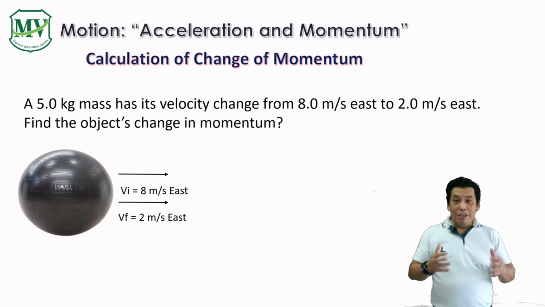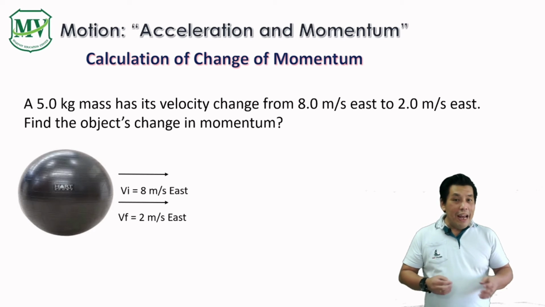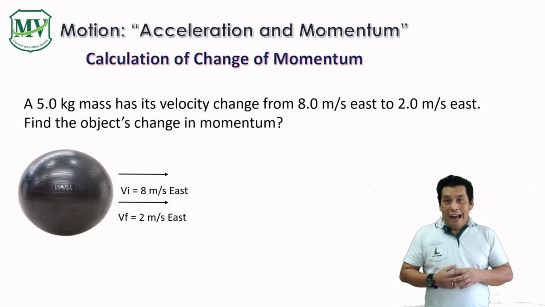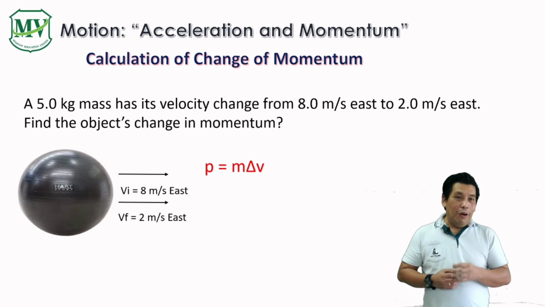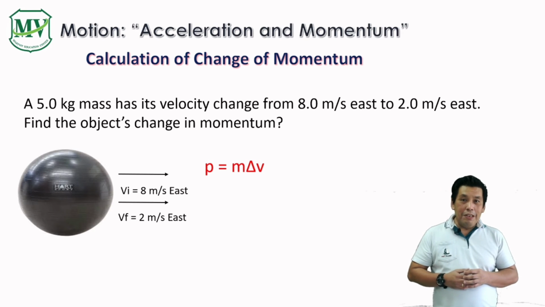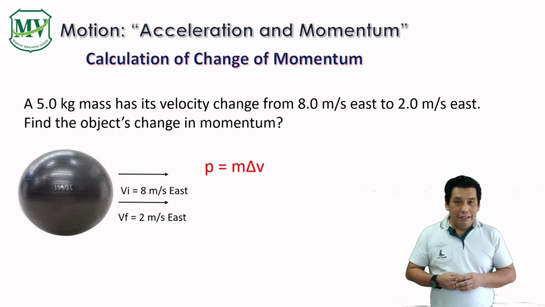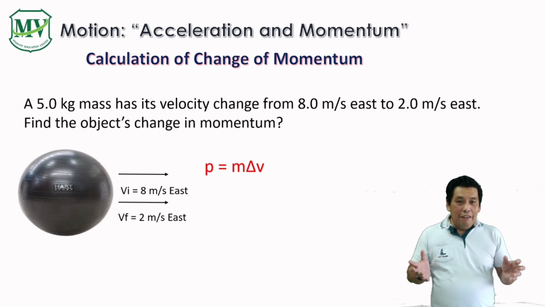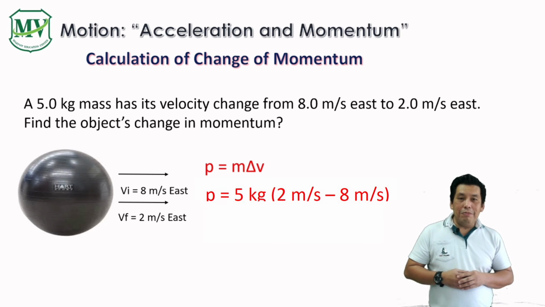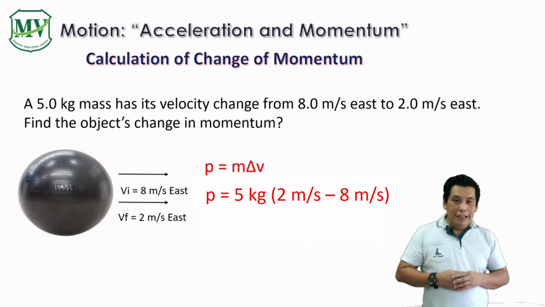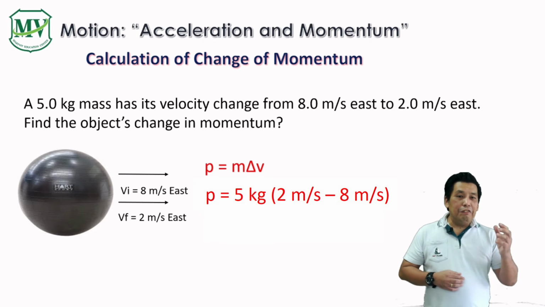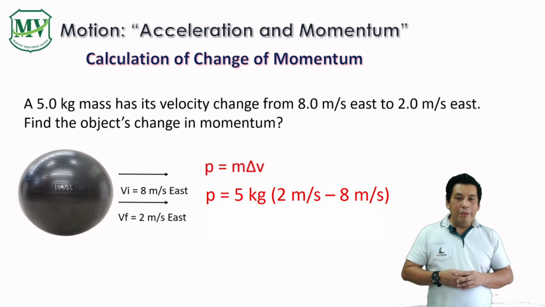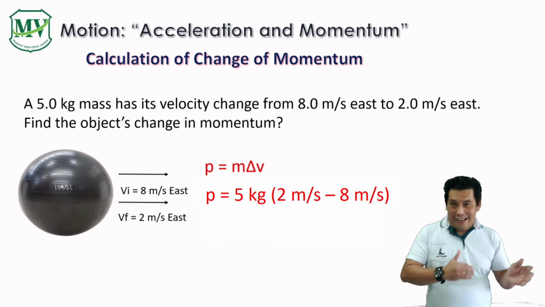Now, in this problem, we need to get the change of momentum. How do we do that? We have the formula for momentum as P is equal to m times delta v, where m is mass and delta v is just the change in your velocity. We have mass as 5 kilograms and the initial velocity is 8 meters per second, while the final velocity is 2 meters per second. All are going towards the east.